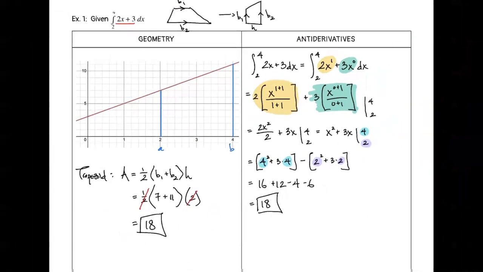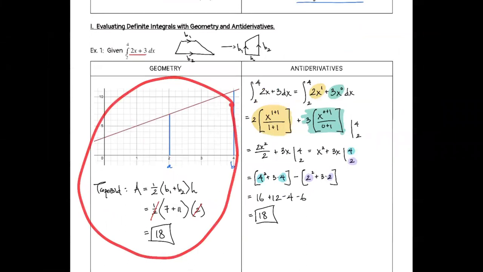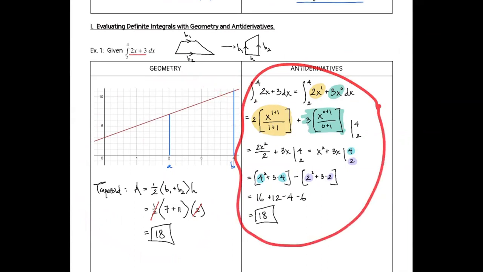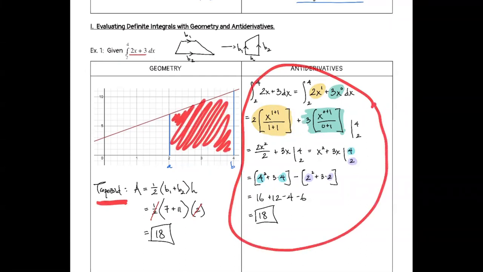Like many of the things we learn, there's more than one way to do a problem. And I think it's useful to root ourselves in something that we know so that we can compare it to this new process that we're learning. So in this case, this area is exactly 18. We could use geometry to find that, or we could use the antiderivatives.